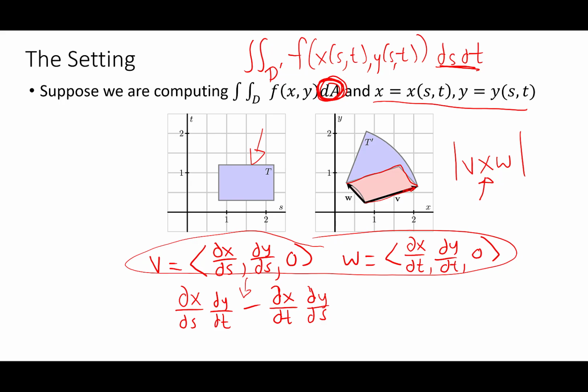So, just to reemphasize, we're estimating this crazy new shape with the length of the cross product, or the area of this parallelogram here. And this length is going to be that extra factor when we do our change of coordinates.